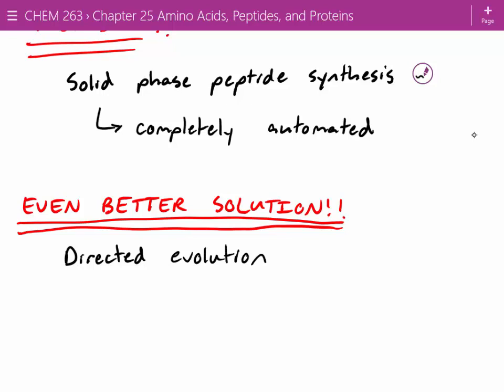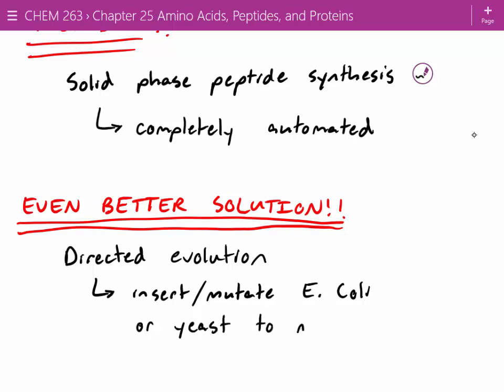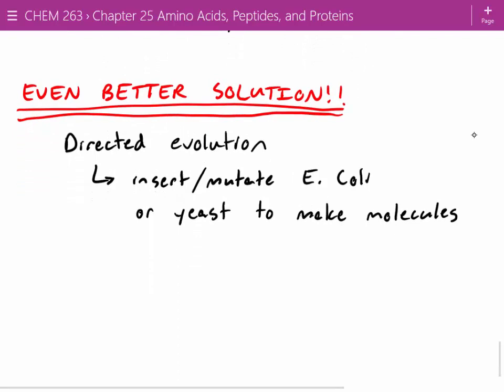So what directed evolution means is you can insert or mutate E. coli or yeast to make drugs, or molecules, I should say. We know how to use your drug. So this is a really interesting thing.